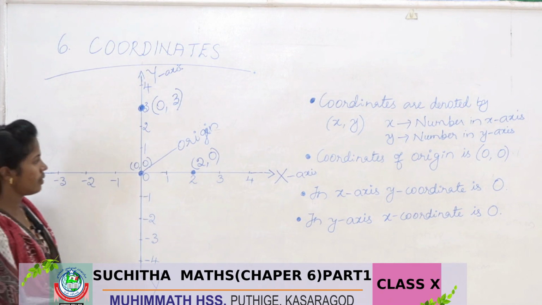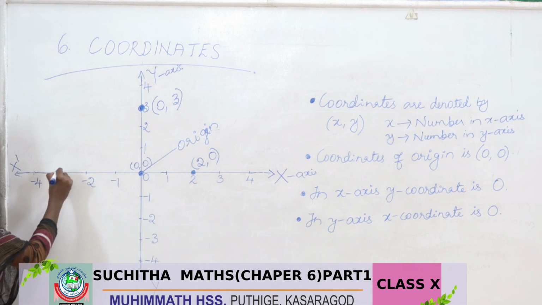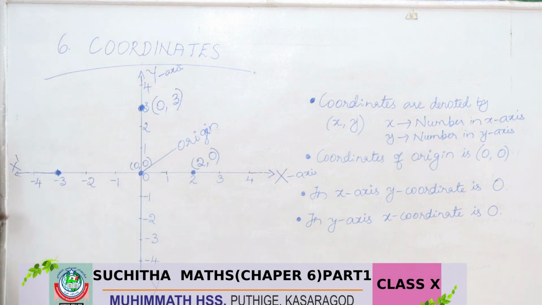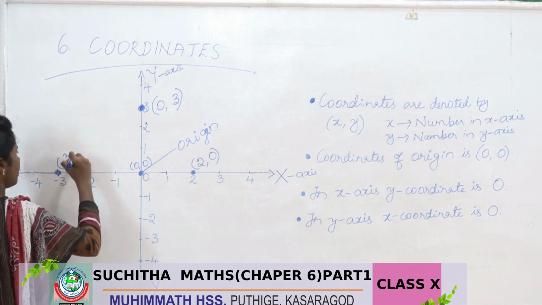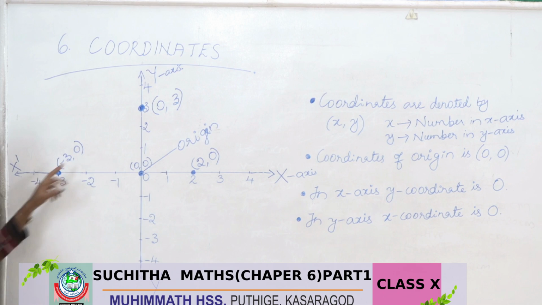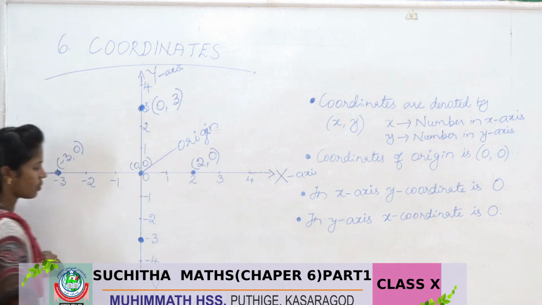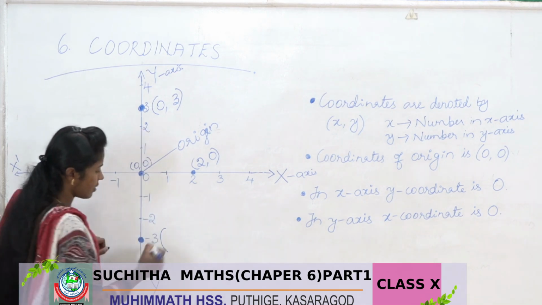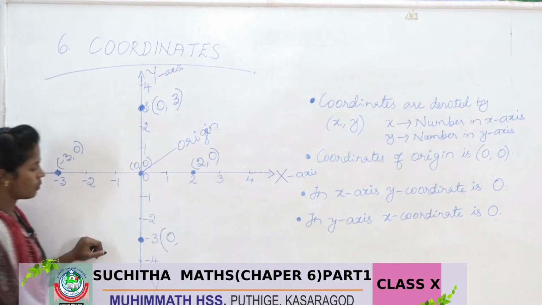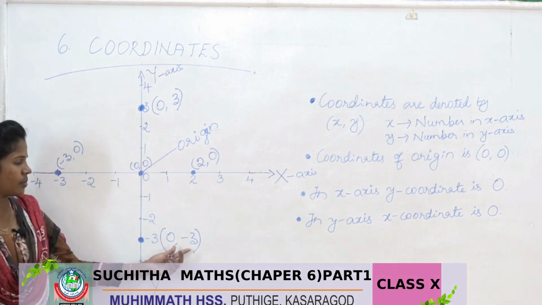Then what is the coordinate of this point? Here it is the x-axis. On the x-axis the y coordinate is 0. So the coordinate of this point is minus 3, 0. On the x-axis the y coordinate is 0, but on the y-axis the x coordinate is 0. So what is the coordinate of this point? Here it is the y-axis. So the x coordinate is 0, the y coordinate is minus 3. So the coordinates are 0, comma minus 3.